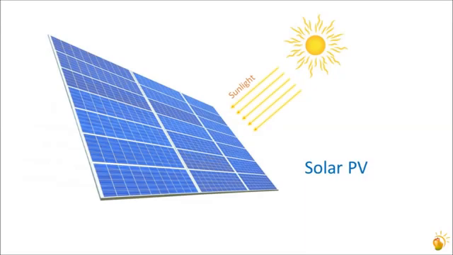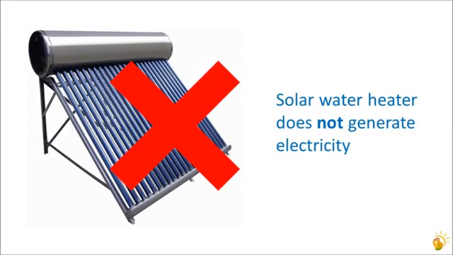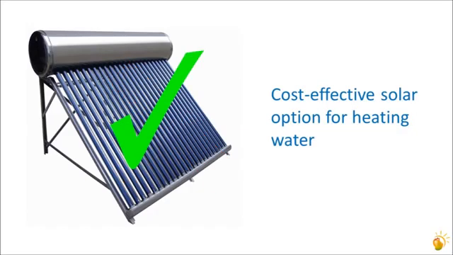The most common form of solar energy that we are familiar with is the solar water heater. A solar water heater is a form of solar thermal energy that uses the heat from the sun to heat water. It does not generate electricity. A solar water heater is a better choice if you only need to heat water, as it is more cost effective than solar PV at heating water.